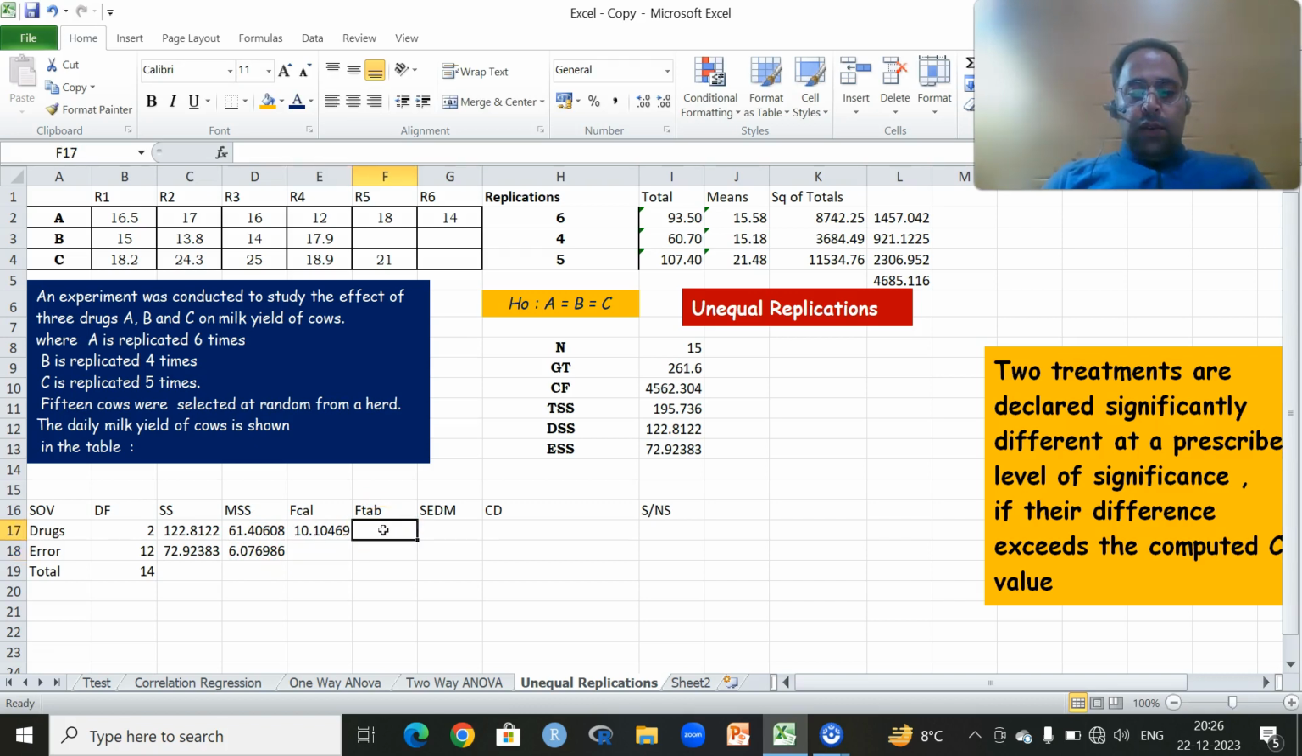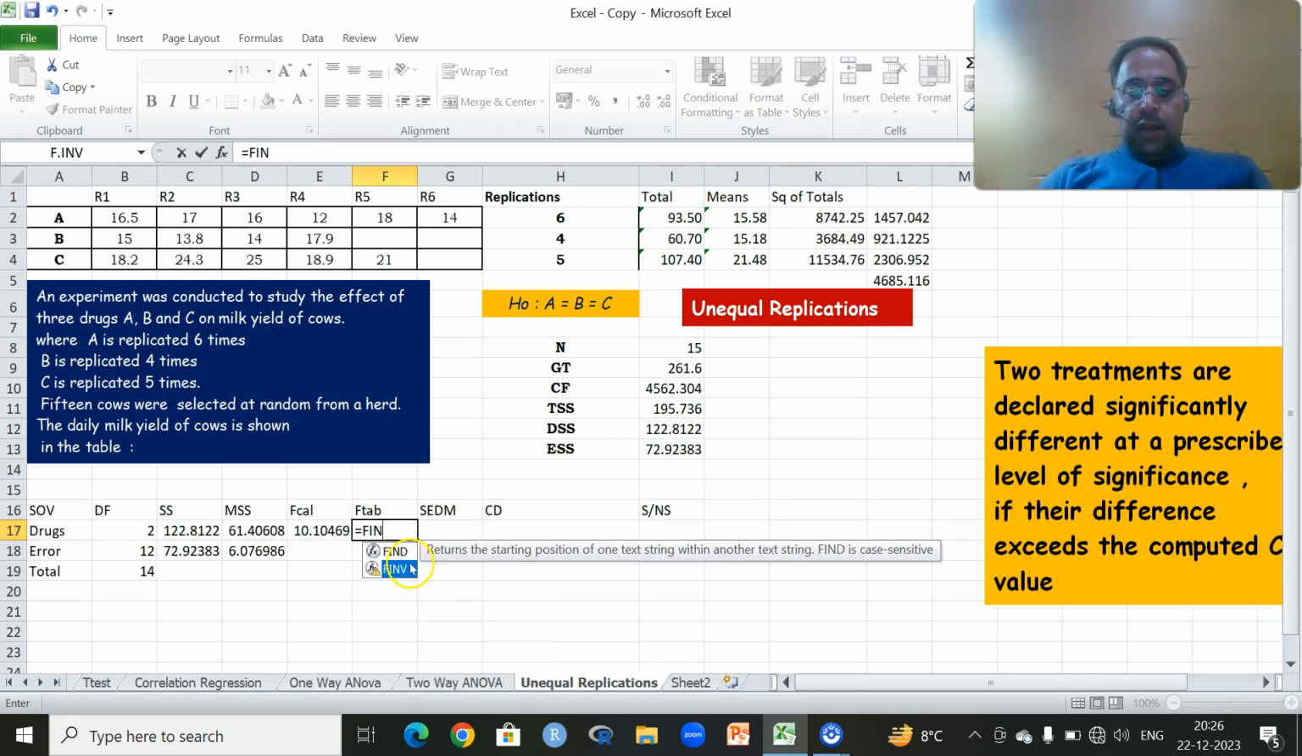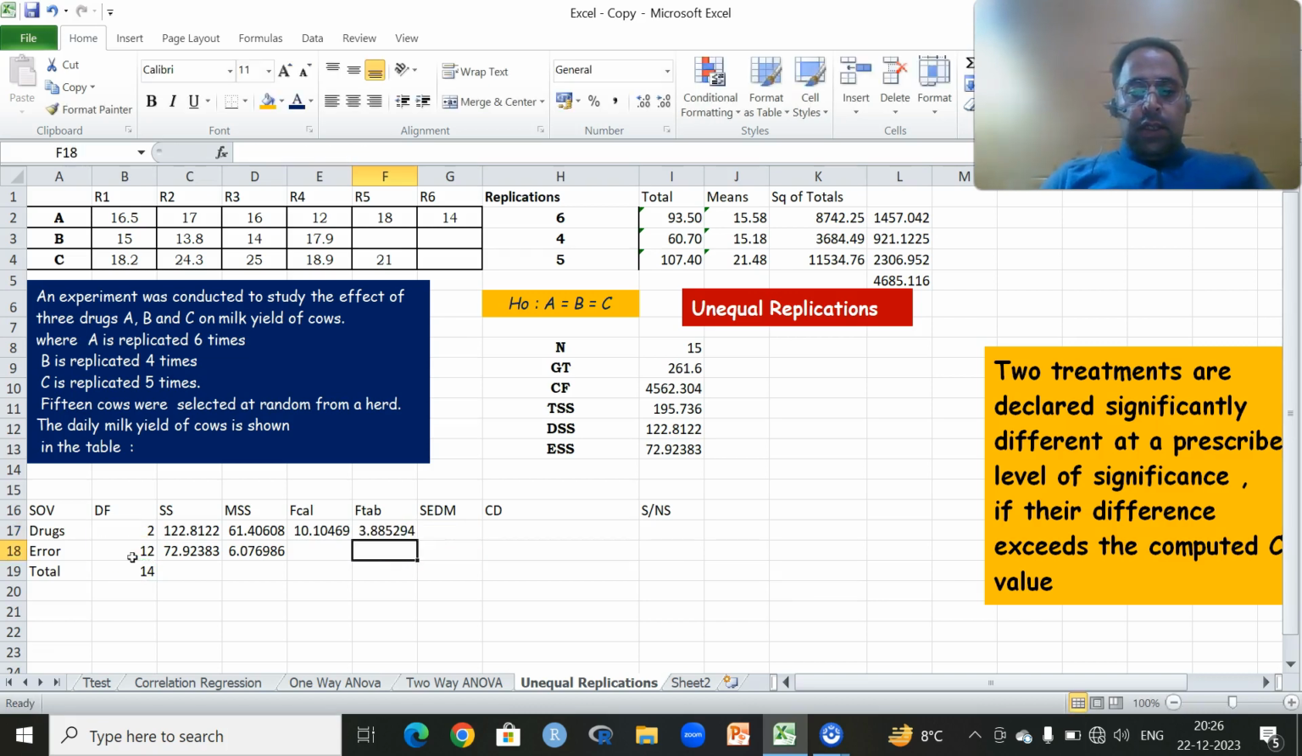Now what we have to do, we have to get the tabulated value. For that we will use the function FINV. Then we will use the default 0.05. Then the degrees of freedom for the numerator term. Then the degrees of freedom for the denominator, sorry. Then we'll click on enter. So we have a tabulated value or a critical value which is less than the calculated value.